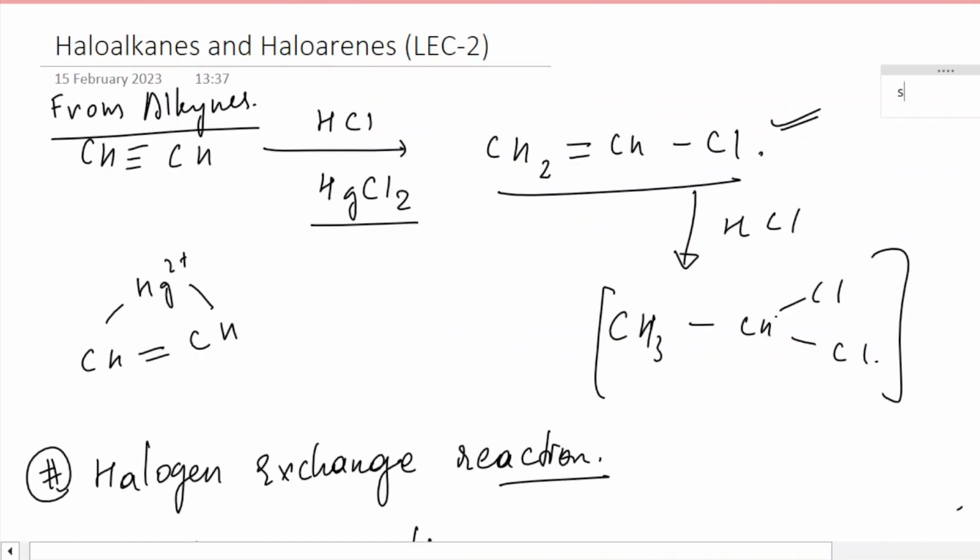Let us move ahead to the next part, that is from alkynes. So from alkynes, HCl we will use, and along with that we put HgCl2. Why? That's just to fasten up the reaction. It yields the formation of a complex like this, and it is something which fastens the reaction.